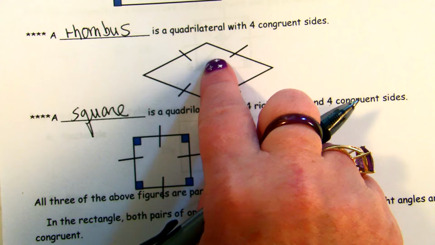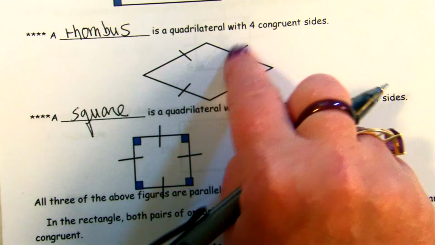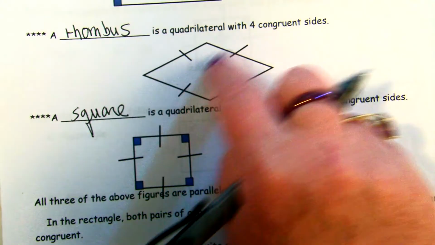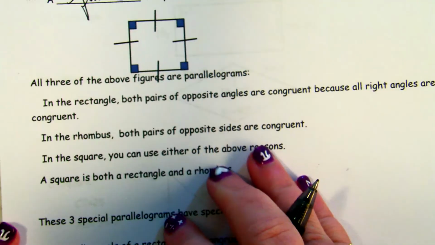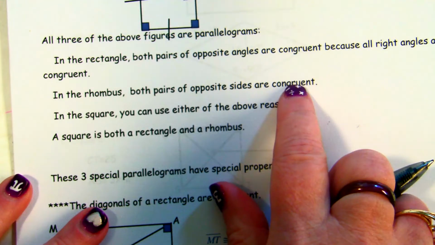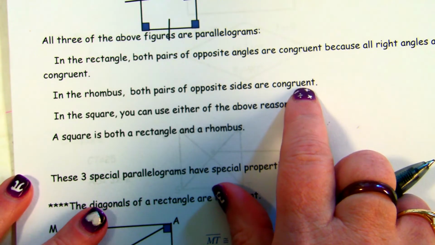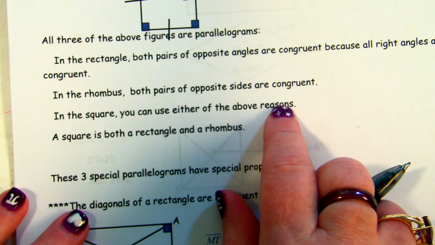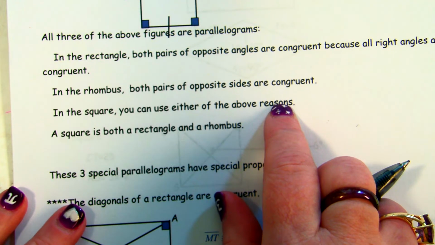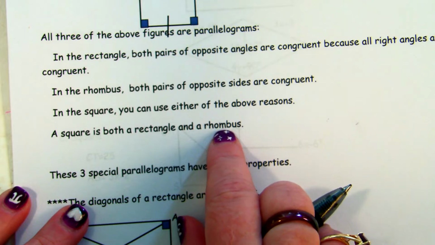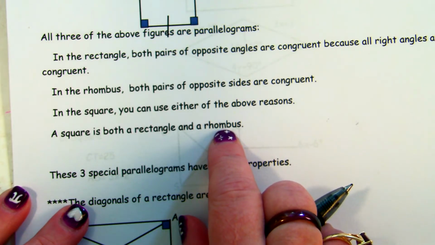In the rhombus, these sides are congruent, these opposite sides are congruent, and those opposite sides are congruent. So both pairs of opposite sides are congruent, so it would be a parallelogram. And in the square, you can use either of the above reasons. There's so many reasons why a square is a parallelogram. A square is both a rectangle and a rhombus because four right angles makes it a rectangle, and four congruent sides makes it a rhombus.